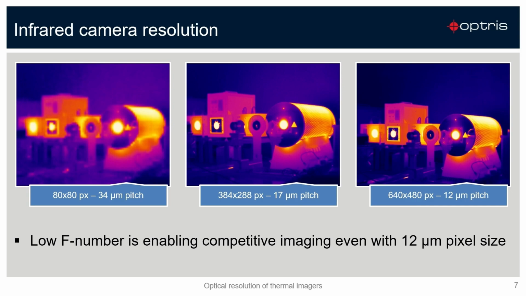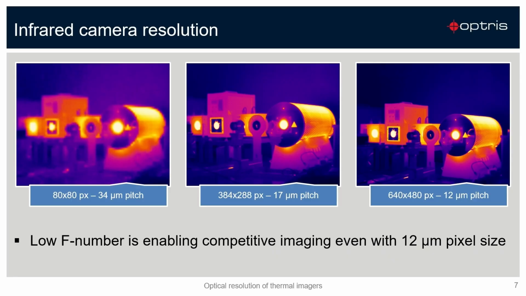Here we see some different camera resolutions. On the left image we see an 80 by 80 pixel imager with a 34 micrometer pitch detector. What does it mean? The pitch means this is the size of a single pixel on the detector array. 80 by 80 pixel, so you see the image looks not very sharp.